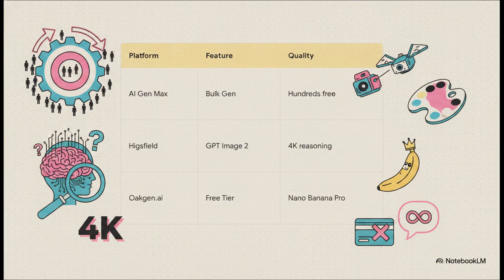Then you've got Higgsfield, giving you access to the incredible GPT Image 2 model. You can generate up to 4 images at once in stunning 4K, and the AI actually uses reasoning, meaning it thinks through the prompt to prevent weird artifacts, like extra fingers or floating limbs. And definitely don't sleep on OakGen.ai. Their free tier grants you access to top-tier models like Nano Banana Pro and Flux 2 Pro. You can literally generate the entire visual storyboard for a 10-minute explainer without swiping a credit card once.